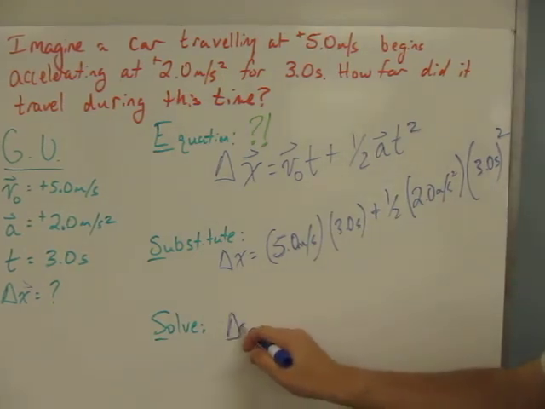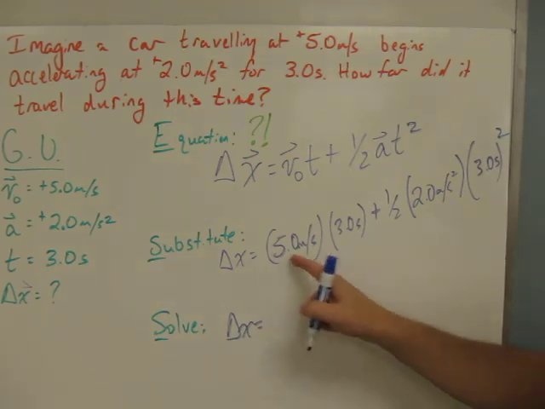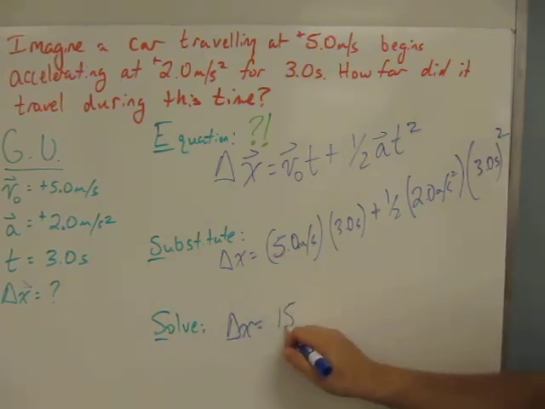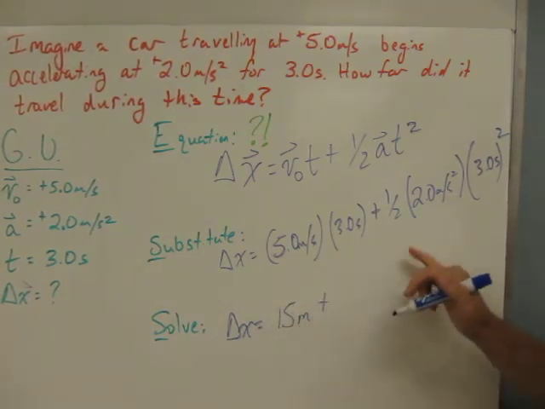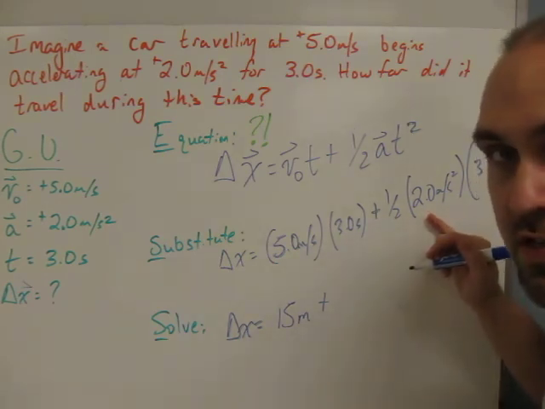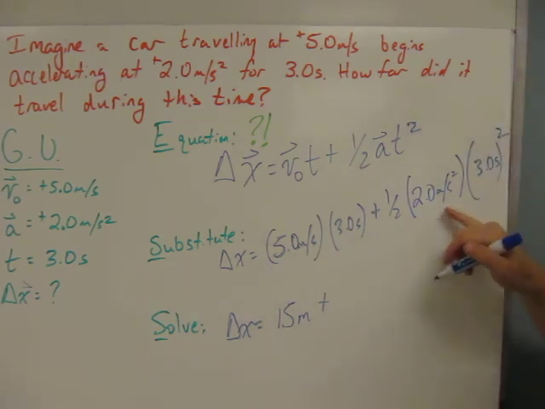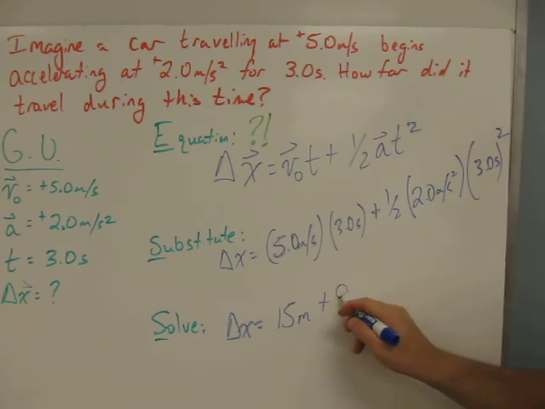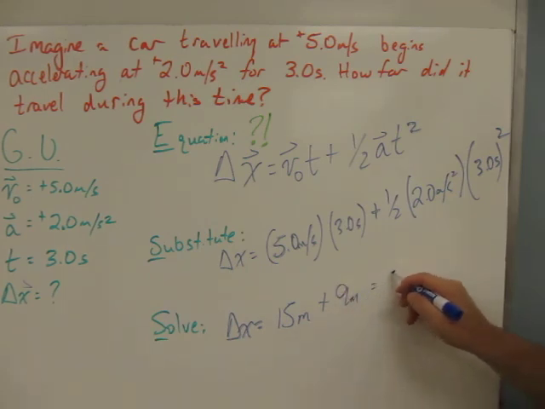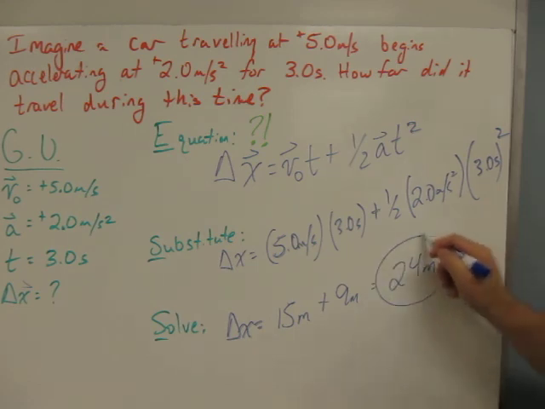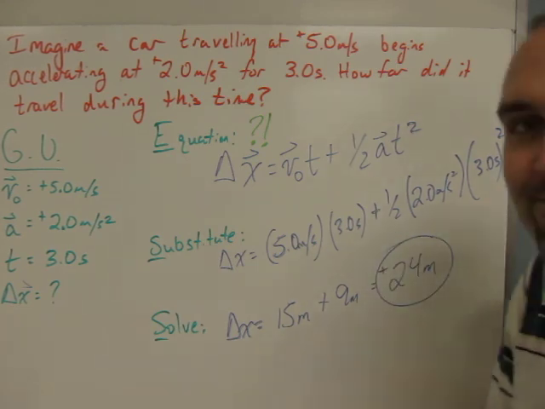And so down here, delta x equals 5 times 3, which is 15, plus 1/2 of 2, that's pretty easy, that's 1. And that's 1 times 3 squared, which is 9. And so in the end, my answer is 24 meters.